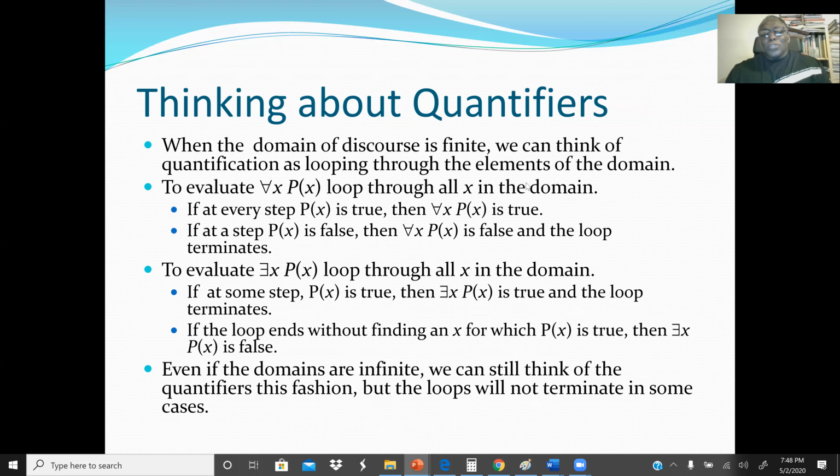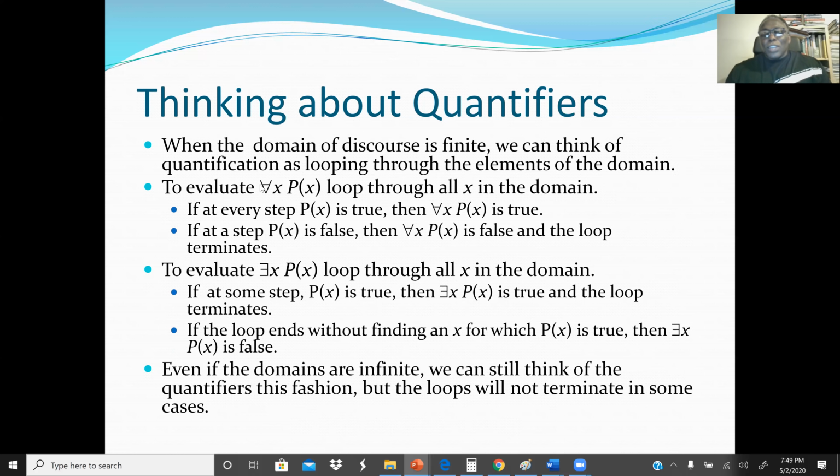So thinking about quantifiers, here we say that when the domain of discourse is finite, we can think of quantification as looping. Finite means there's an end to it, maybe from 1 to 20 or 1 to 10, not 1 to infinity. 1 to infinity means, again, there's no end. So when the domain of discourse is infinite, we can think of quantification as looping through the elements of the domain, and it ends at one particular point.